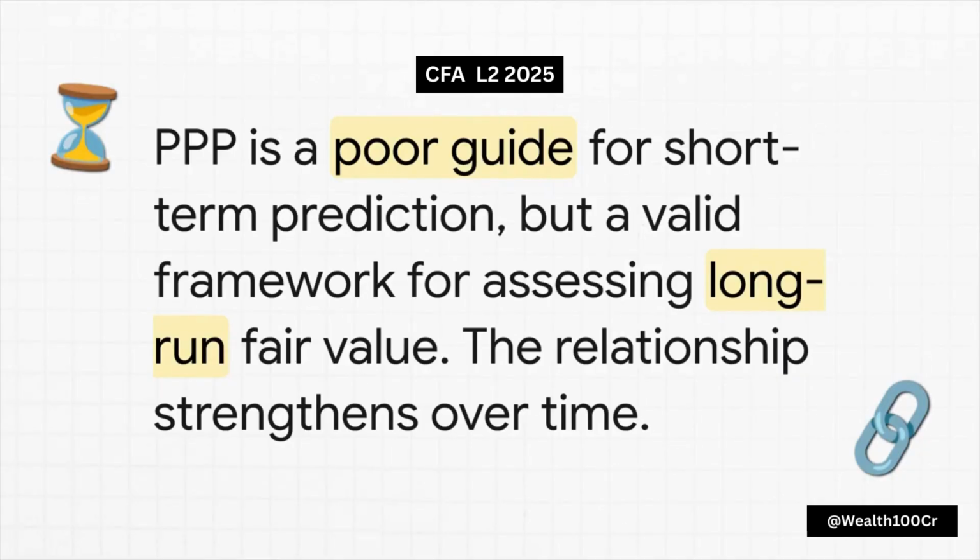And this is a huge takeaway, maybe one of the most important points for the exam. If you try to test this theory over a single year, the data is just a total mess. The relationship looks like it doesn't exist. But if you stretch your timeline out to 5, 10, even 15 years, wow, suddenly this beautiful, clear relationship pops out of the data. So what's the bottom line? PPP is useless for short-term trading. It is everything for long-term valuation.